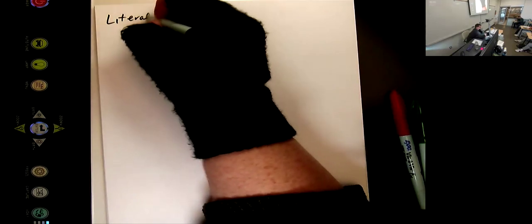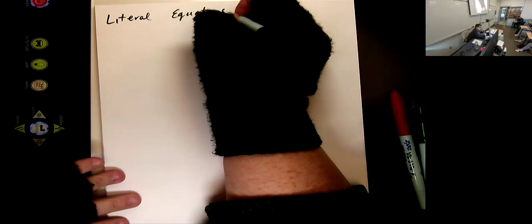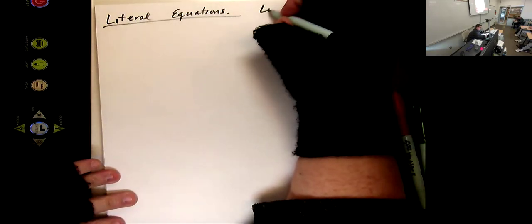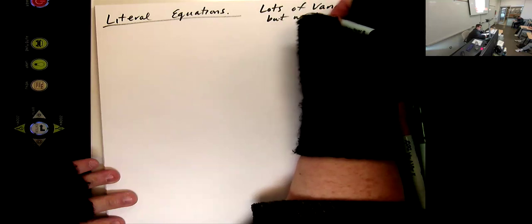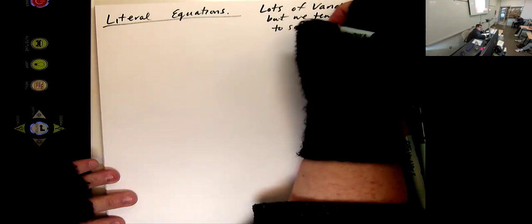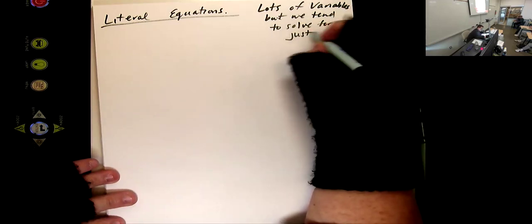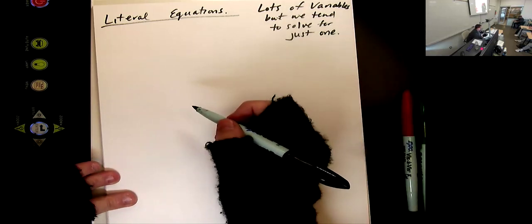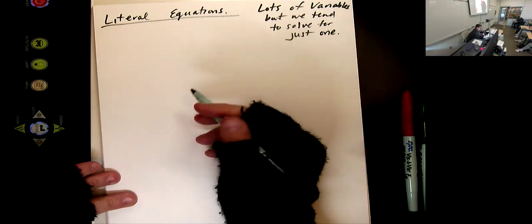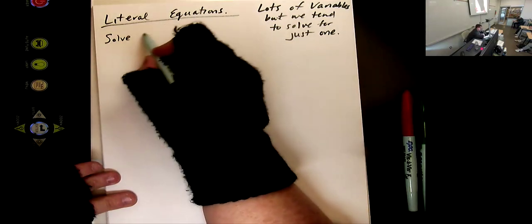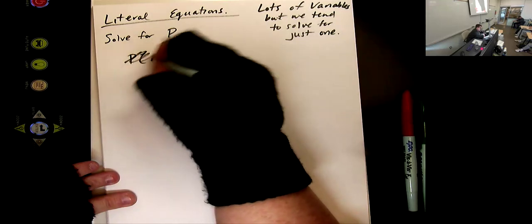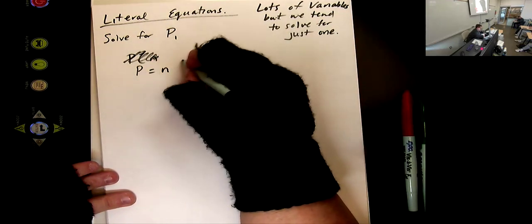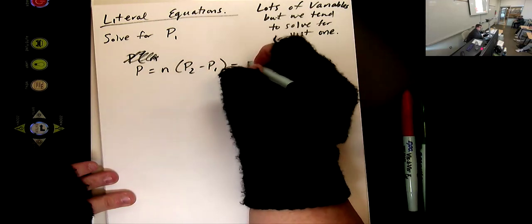All right. The following is called a literal equation. They have lots of variables, but we tend to solve for just one. So in the following, I'm going to say solve for P1. P equals N, oops, I already messed it up. P equals N times P2 minus P1 minus C.